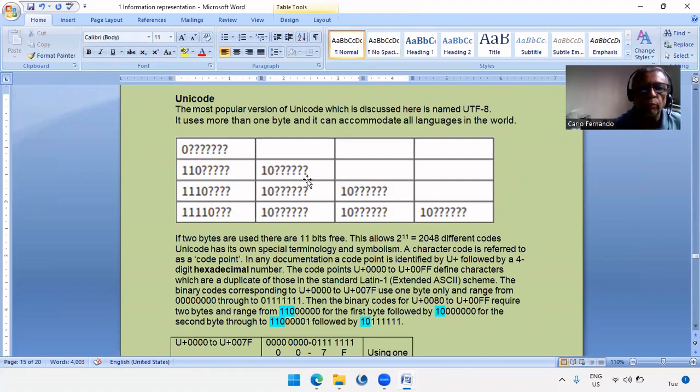Require 2 bytes. Then you need 2 bytes, and the range starts from 110. Now see, 110 is from 0 for the first byte, followed by 10 here, and the others 00 for the second byte. That is the first number starting from 0 through to 110. That is 110 0001, followed by 10. That is the second byte, 10. This goes up to the full 1, 2, 3, 4, 5, 6 bits.